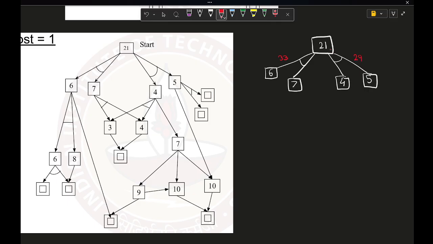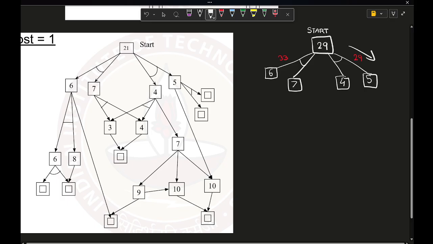So the cost of the start node would update to the weight of the child with the minimal cost. Here 29 is smaller than 33, so this updates to 29, and we go down this path. Now, because this portion is an AND node, we pick the node with the maximum value. So we pick 5 here and we explore that.